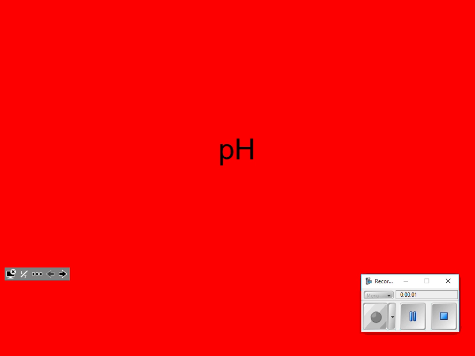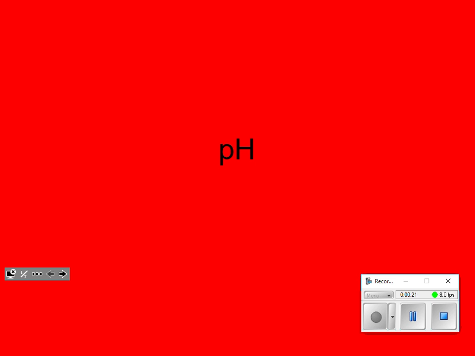Right here. First off, pH. I don't have this in your notes because this isn't going to be a test question or anything like that. But the reason why it's lowercase p and uppercase H is the uppercase H stands for hydrogen. The lowercase p stands for power. pH is technically the power of hydrogen.